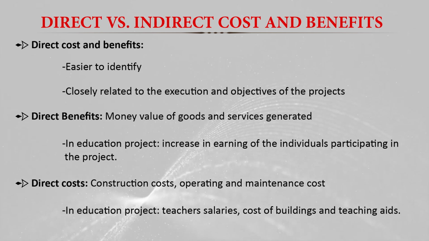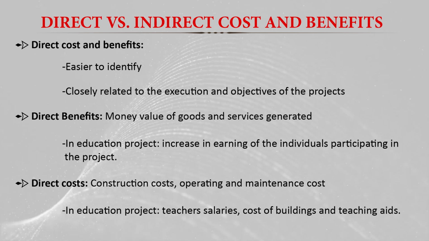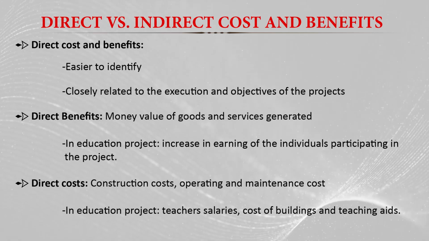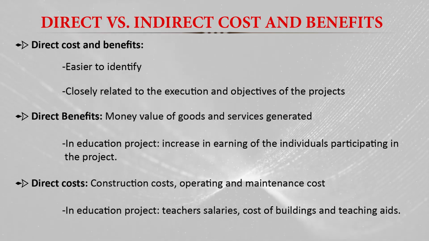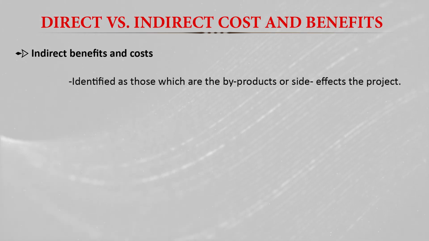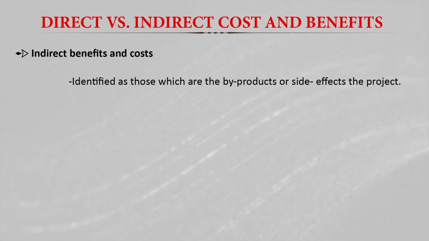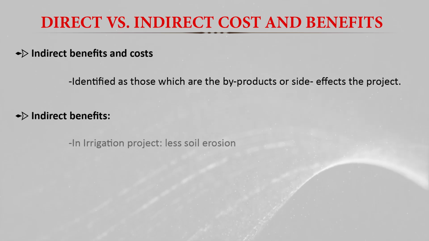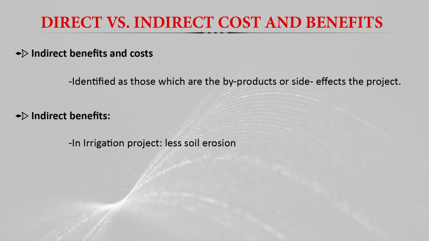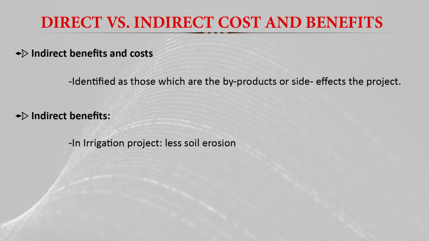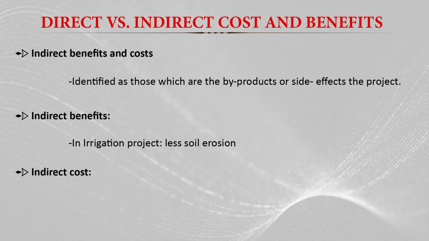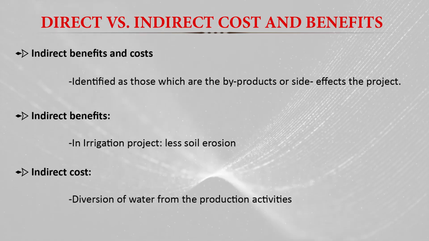So this direct cost and benefit is basically confined to the area where the project is being implemented. In case of indirect cost and benefit, they are identified as those which are the byproduct or side effect of the project. Like indirect benefits in an irrigation project, like less soil erosion due to development of canals or creation of dams. We can say there will be less soil erosion, so we can easily identify. And indirect cost, like diversion of water from the production activities.